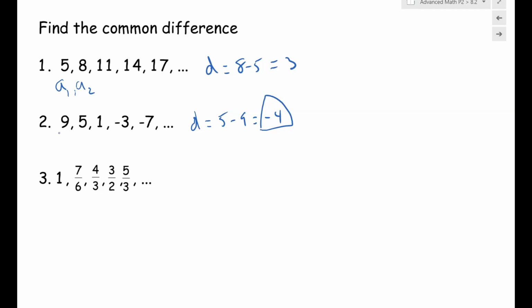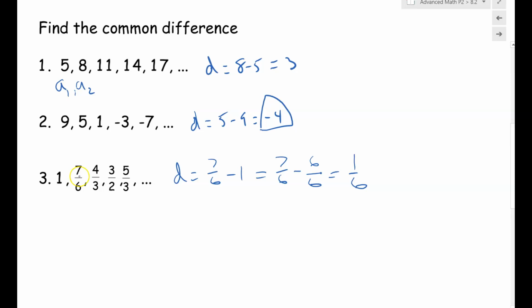Now number 3 is a little trickier because of the fraction. But hopefully you can see the numbers are getting bigger, because this is 1 and this is more than 1, and that's more than 1, so we're adding something. A little bit of fractional work: that's minus 1. Well, 1 as a fraction is 6 over 6, so the D is 1/6. You can test that out and see if it works.